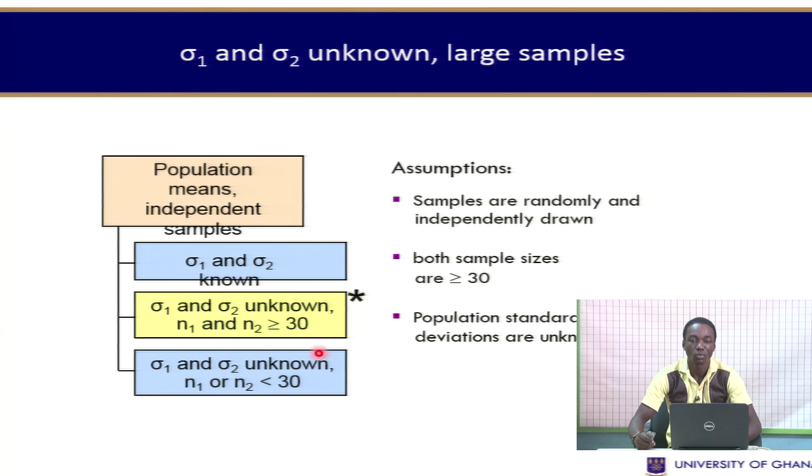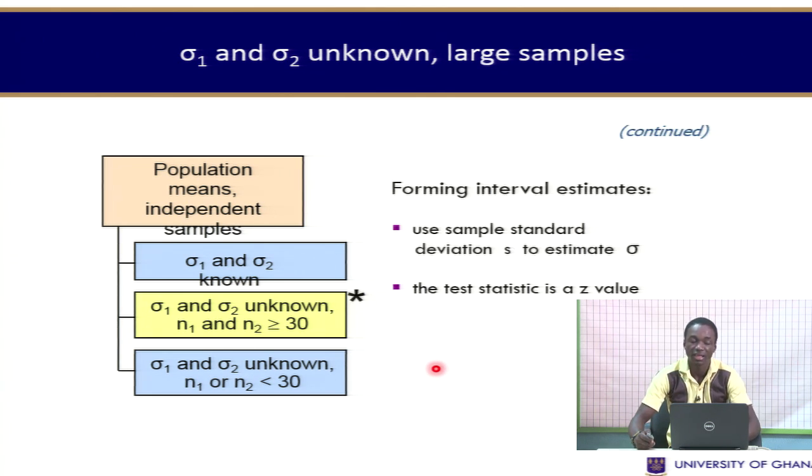We are going to look at situations where sigma 1 and sigma 2 are unknown, but our sample sizes are large. In the initial case, we looked at when the population standard deviations were known. This time we want to look at when the population standard deviations are unknown. The assumptions are these: samples are drawn randomly and independently, both samples are large, that is greater than 30, and the population standard deviations are unknown. We therefore use the sample standard deviation to estimate the value of the population standard deviation. Our test statistic is a z-value, because of our large sample sizes, arising from the central limit theorem.